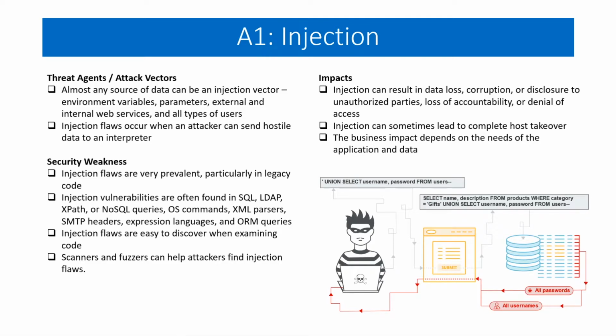And then you have vulnerability scanners like Nikto, OWASP ZAP, Nessus, things like that. They can run scans and find these injection flaws pretty easily. And of course, the impacts of these can be very devastating. Business impact depends on the needs of the application and data, but injection can sometimes lead to complete host takeover, data loss, corruption, disclosure to unauthorized parties, loss of accountability, or denial of access.